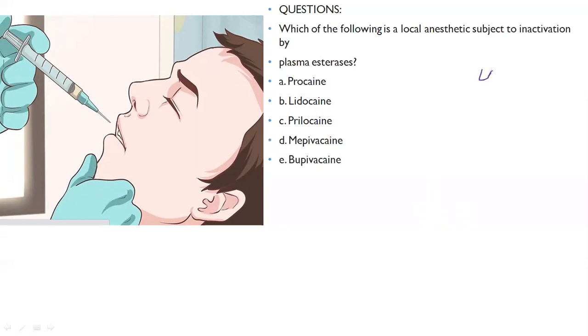Now, I have told you this, LAs are either amides or esters. Which of the following is a local anesthetic subject to inactivation by plasma esterase? Now, amides are metabolized in the liver and esters are metabolized in plasma with the help of esterases. So now we need to find which one is the ester over here, right? So if there is no I before the cane, then that is an ester. So I see only this, so this is the option.